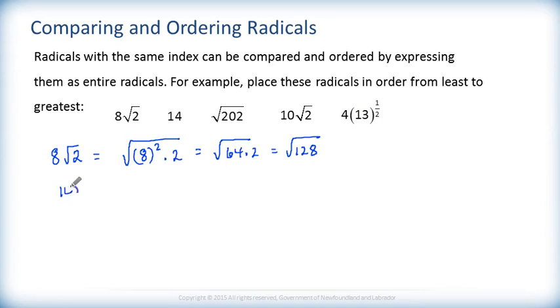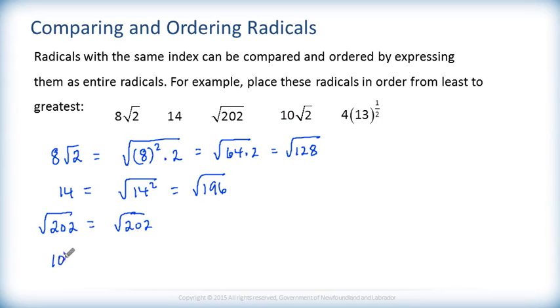Next, 14. Well, that doesn't really have a radical over it, but because all the others are square roots, we will raise it to a power of 2. So it's the square root of 14 squared, which is the square root of 196. So clearly, so far, 14 is bigger than 8 times the square root of 2. The square root of 202, well, that's already entire, so we don't need to worry about that one.